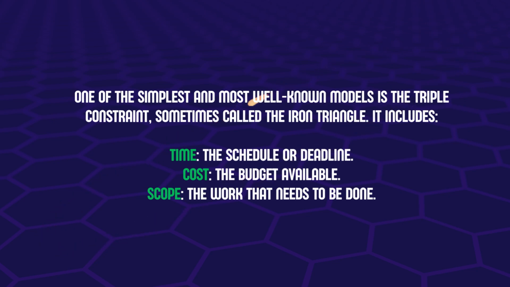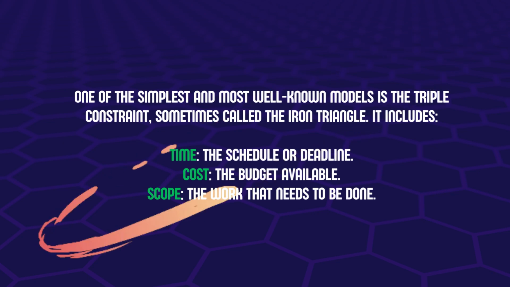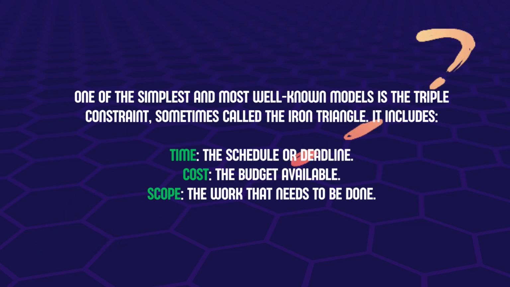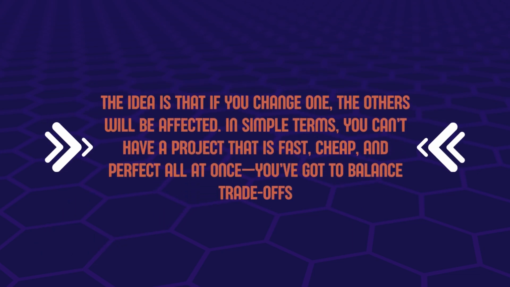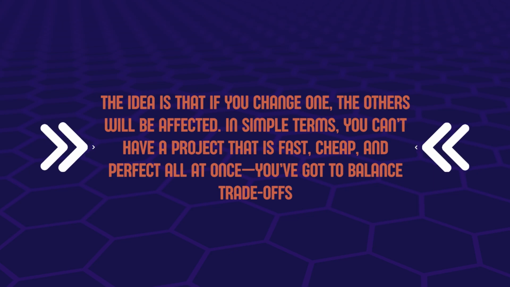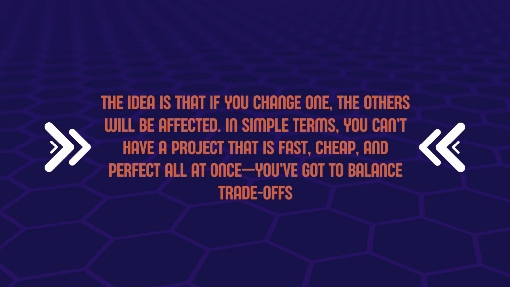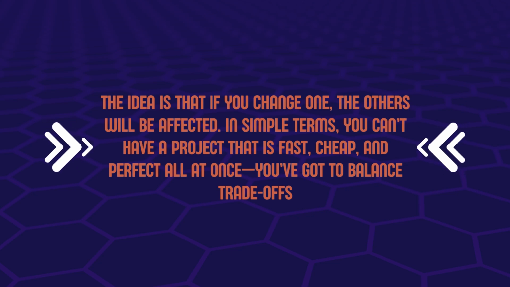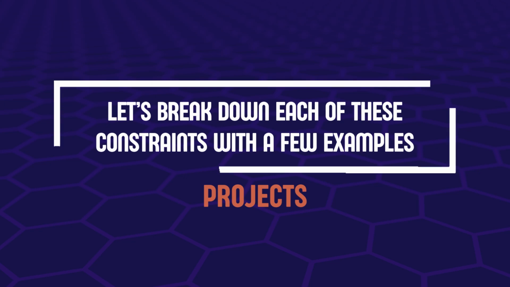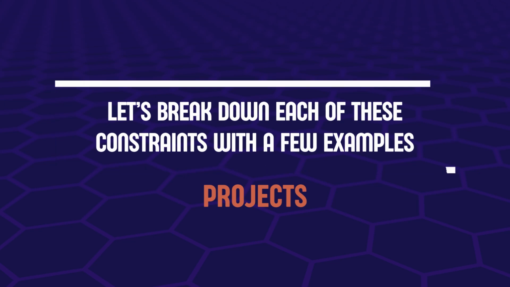It includes time, the schedule or deadline; cost, the budget available; scope, the work that needs to be done. The idea is that if you change one, the others will be affected. In simple terms, you can't have a project that is fast, cheap, and perfect all at once. You've got to balance trade-offs. Let's break down each of these constraints with a few examples.